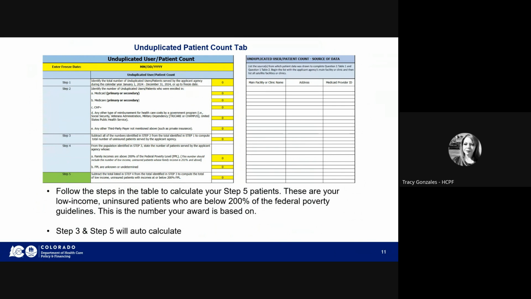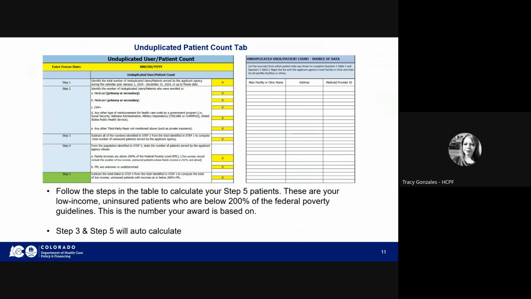Moving into step 4, of your uninsured patients that were captured in step 3, how many of those patients have family incomes that are above 200% of the federal poverty level? So this number should include the number of low-income and uninsured patients whose family incomes are 201% of the federal poverty guidelines and above. And then step 4B is how many of those patients out of step 3 where the FPL was unknown or undetermined. And then step 5 will auto calculate for you.